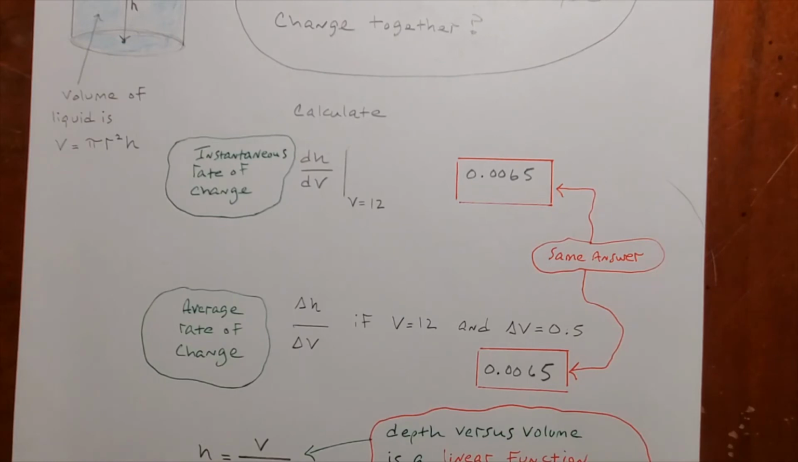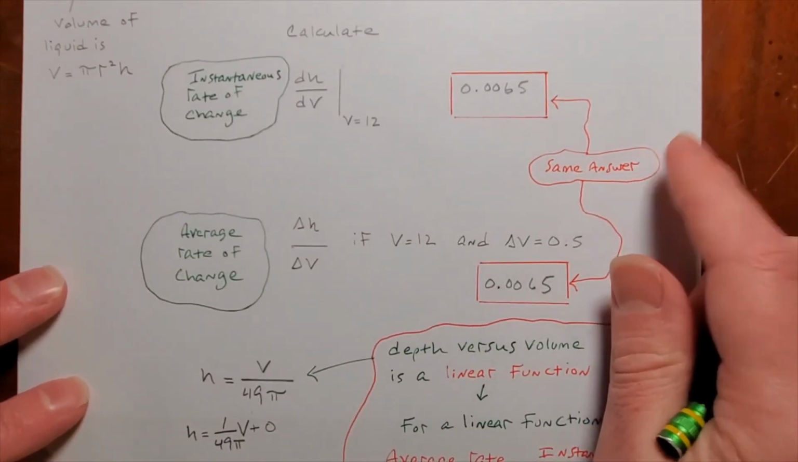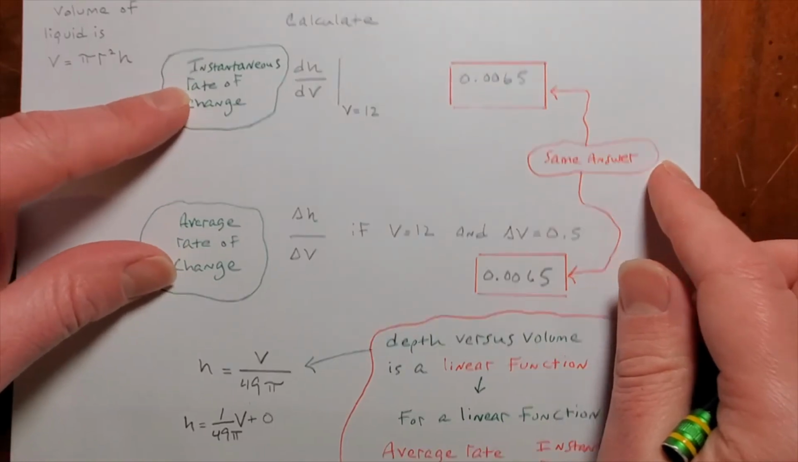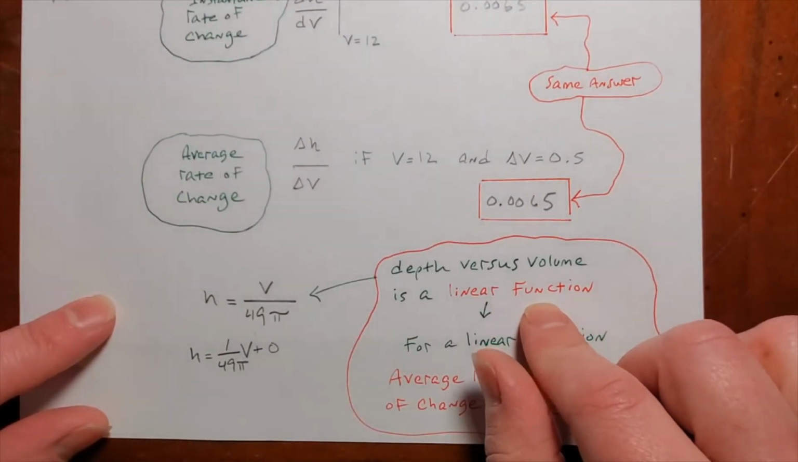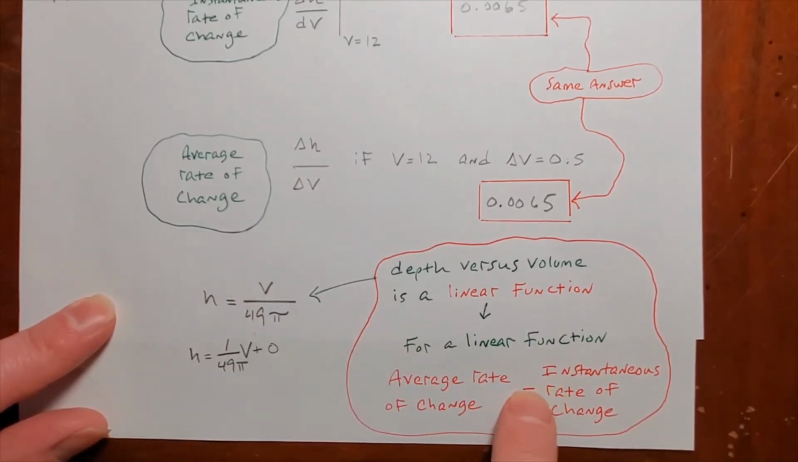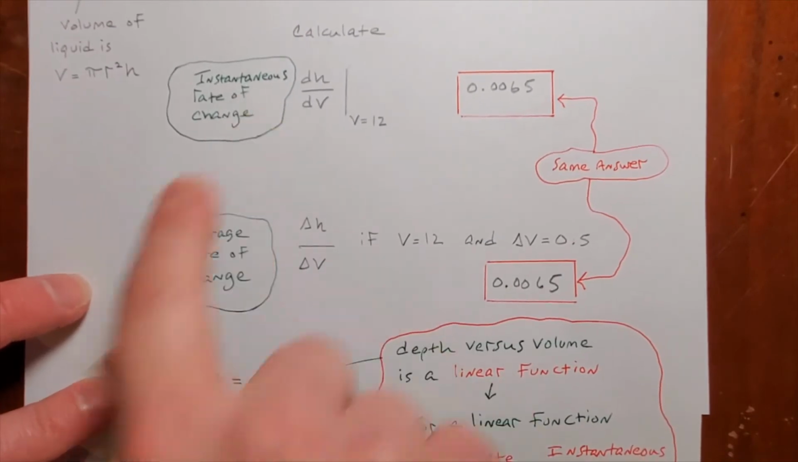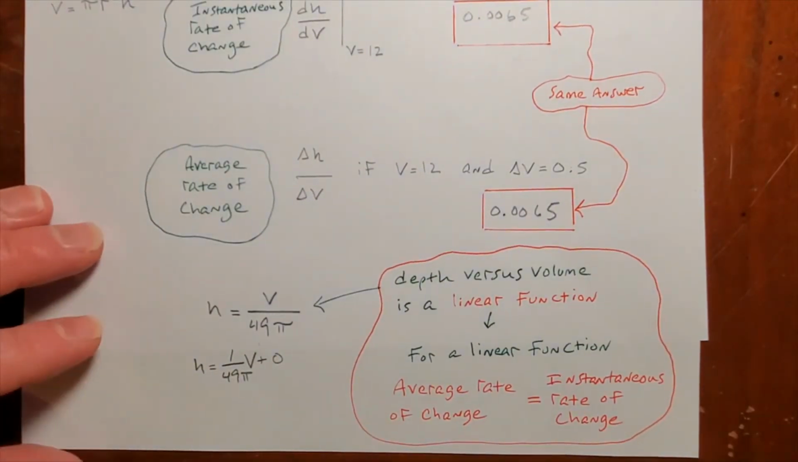Now, all right, so I did it. I got that one for you. We got the same exact answer through either of these because if the function you start with is a linear function, the average rate of change, that's the deltas, is going to be perfectly equal to the instantaneous rate of change. So you could calculate either one of them. You're going to get the same answer.